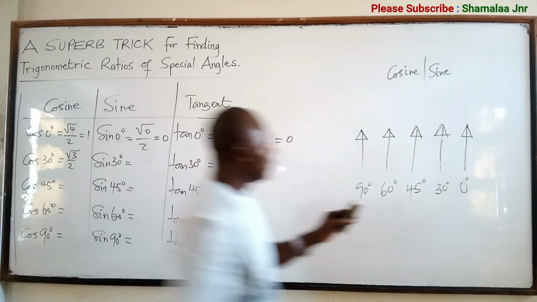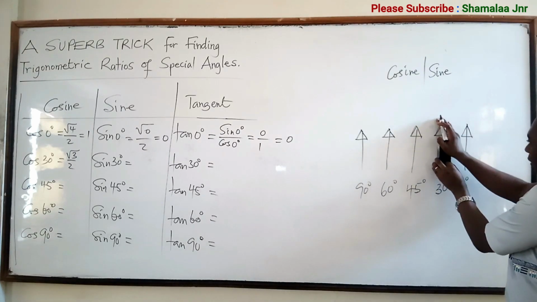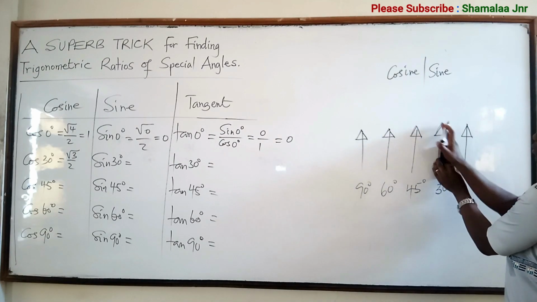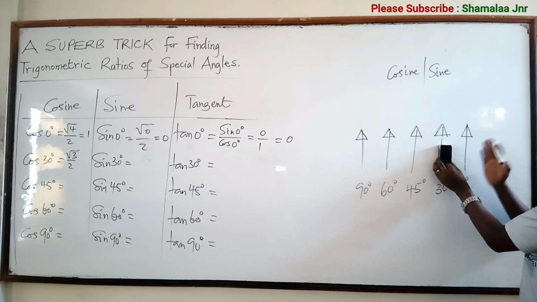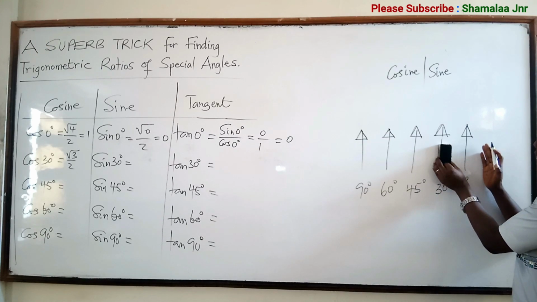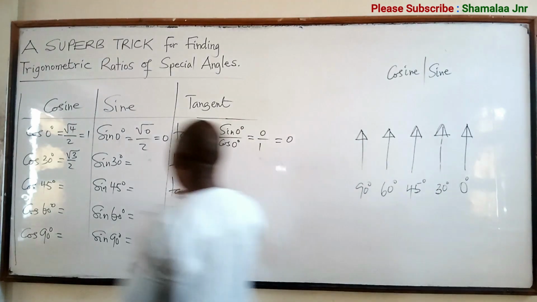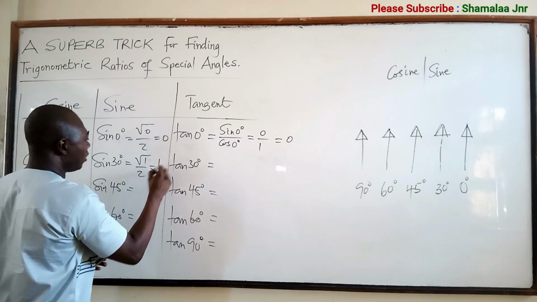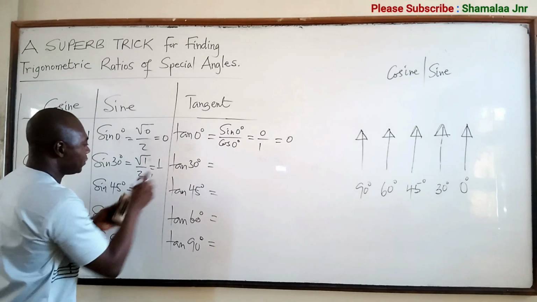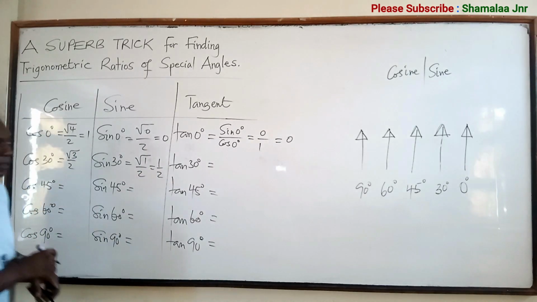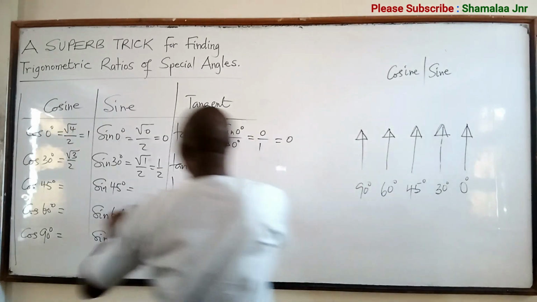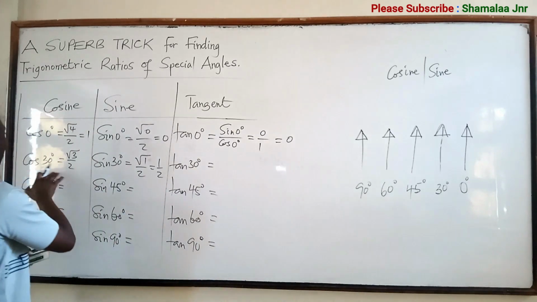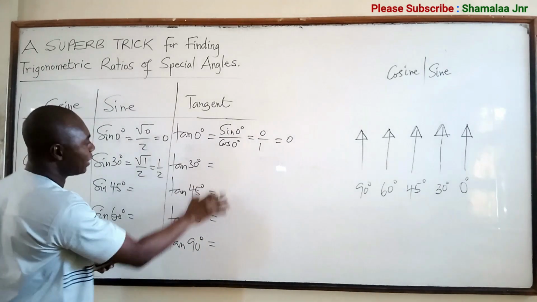What about sine 30? This is an arrow that has been covered. So if you cover this arrow, you can see that there is only one arrow on the right hand side of the arrow that has been covered. So square root of 1 over 2. And this is the same as 1 over 2, because square root of 1 is 1. Are you seeing it?